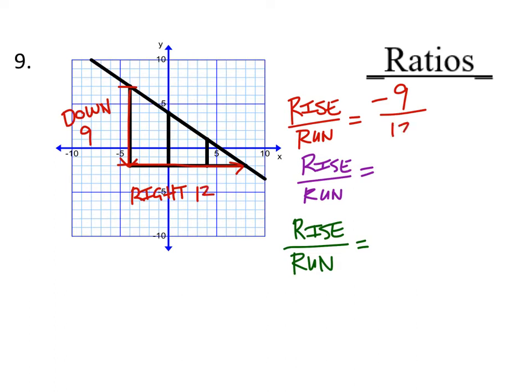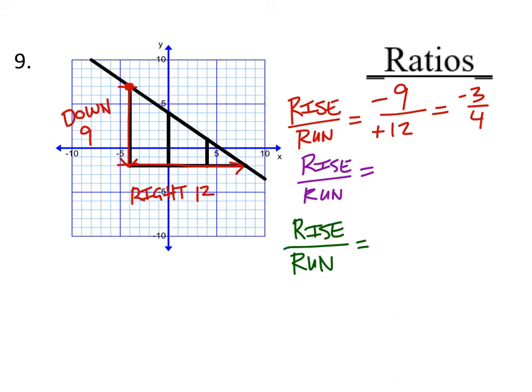So it goes to the right 12. So the 12 is positive, and this would simplify to -3/4 on that. Since I'm starting from this point here and going down, that makes the 9 a negative in terms of rise, because the downward direction for up and down is a negative direction. Going up is the positive direction.